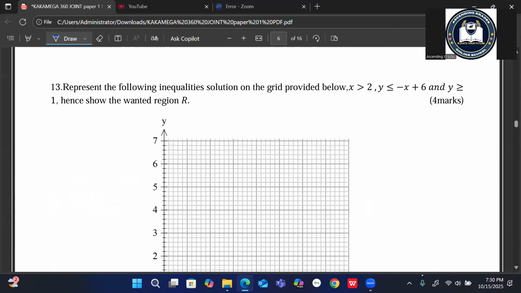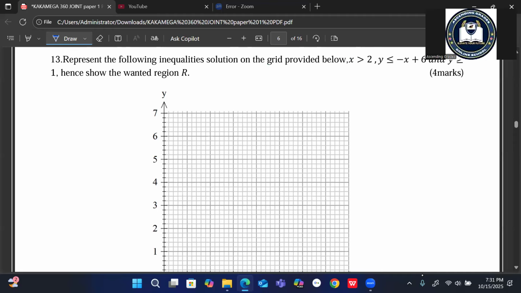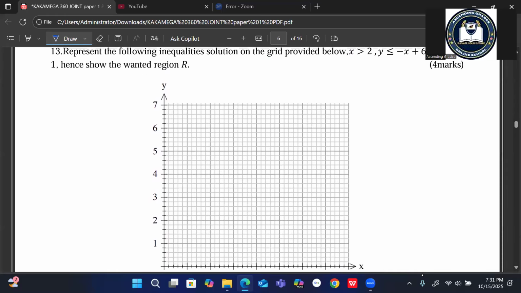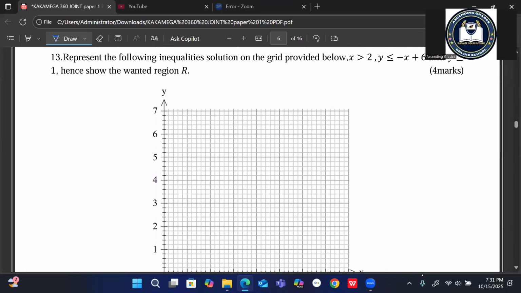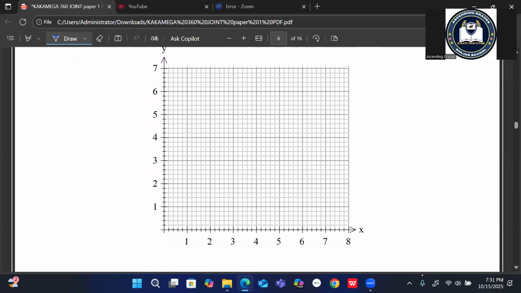We are told to represent the following inequalities' solution on the grid provided below. So the first one is x is greater than 2. It should be a dotted line, because it does not have an equal sign. So we go to the x-axis and draw a dotted line to represent x is equal to 2.